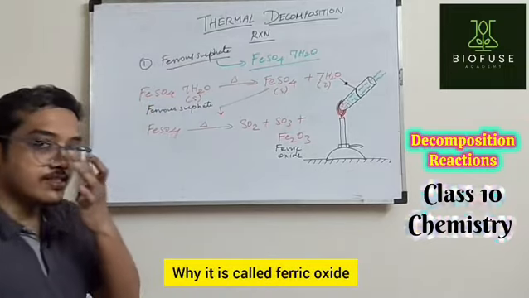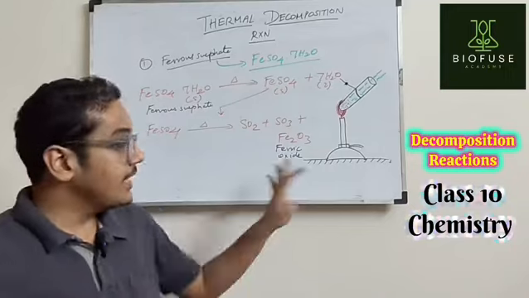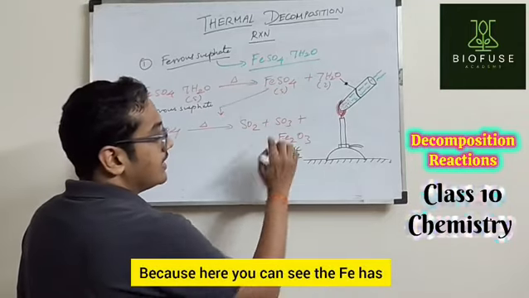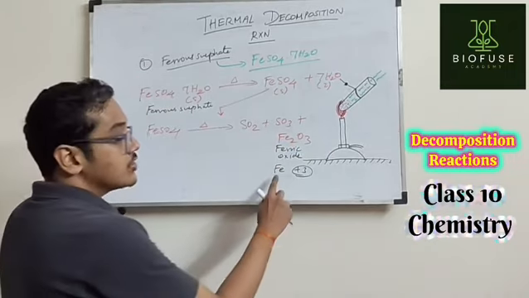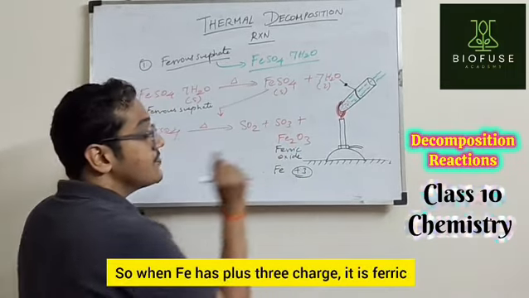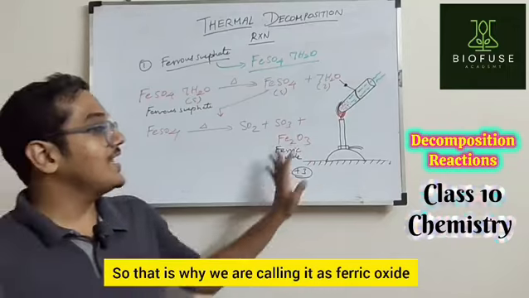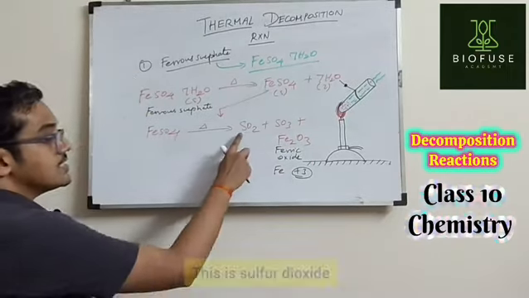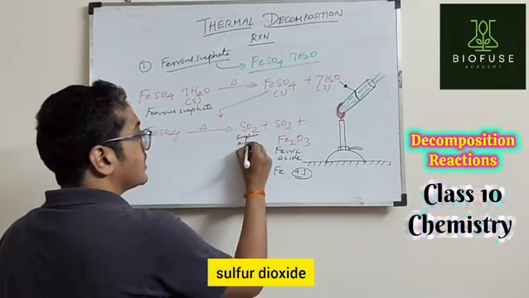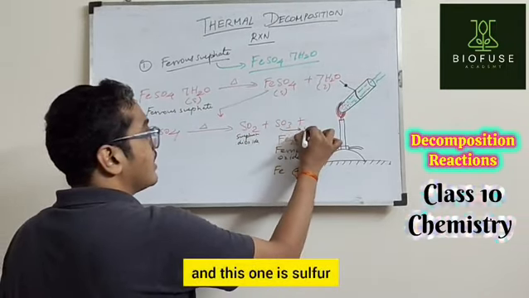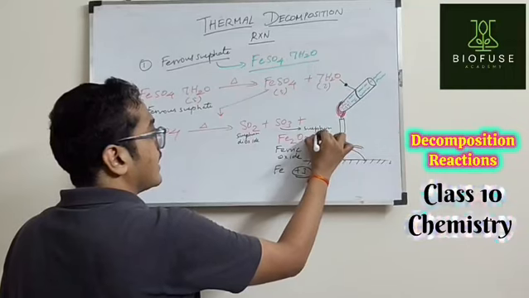Why is it called ferric oxide? Why not ferrous oxide? Because here you can see the Fe has a +3 charge. When Fe has a +3 charge, it is ferric. So that is why we are calling it ferric oxide. This is sulfur dioxide, and this one is sulfur trioxide.